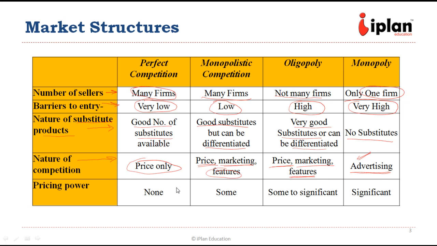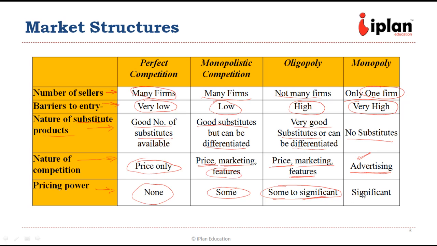And finally, the pricing power. Since there are a lot of companies in the market, none of them has pricing power. The market will determine the price based on supply and demand factors. In monopolistic competition, due to the differentiation and specific features of the product, the companies have some pricing power. Similarly, oligopoly companies also have significant pricing power, since they are only a few. If they are colluding, then they have very high pricing power. If they are not colluding, they still have some significant pricing power.